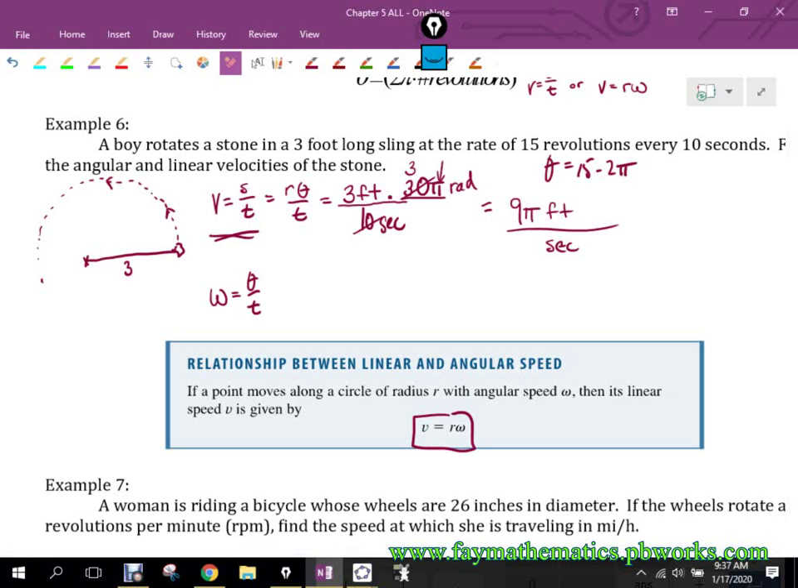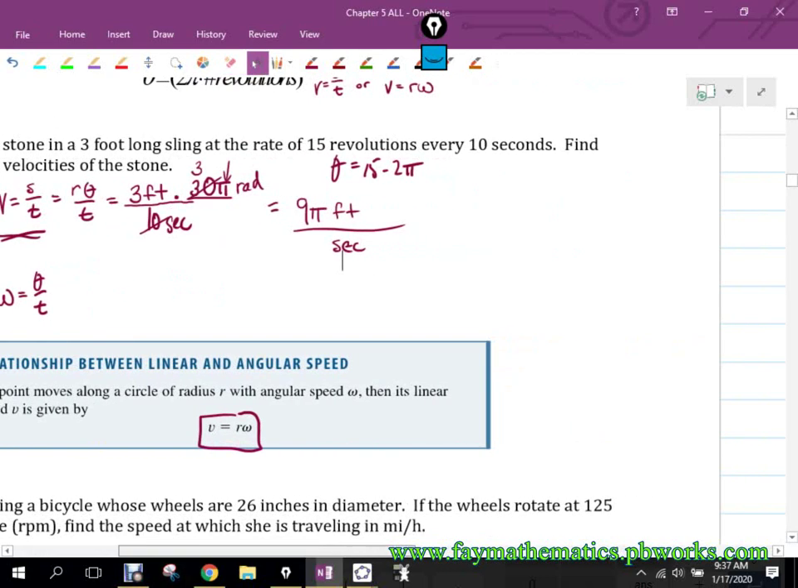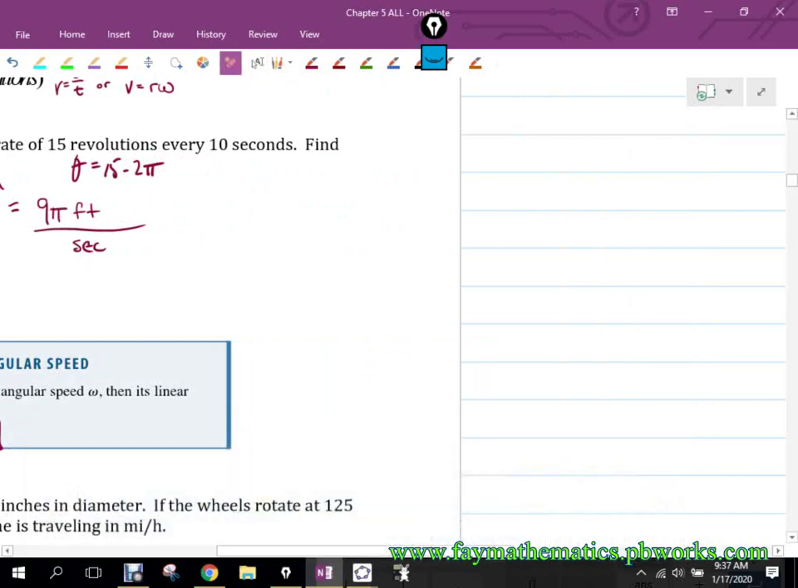Now, the question to me is, 9 pi feet per second, I'm not comfortable with that. I always like to put things in units that I'm comfortable with or that I understand or that I've experienced in the past. What's the number one rate that you guys experience or you're comfortable with? Miles per hour, right? So can I change this to miles per hour? You can do whatever you want.